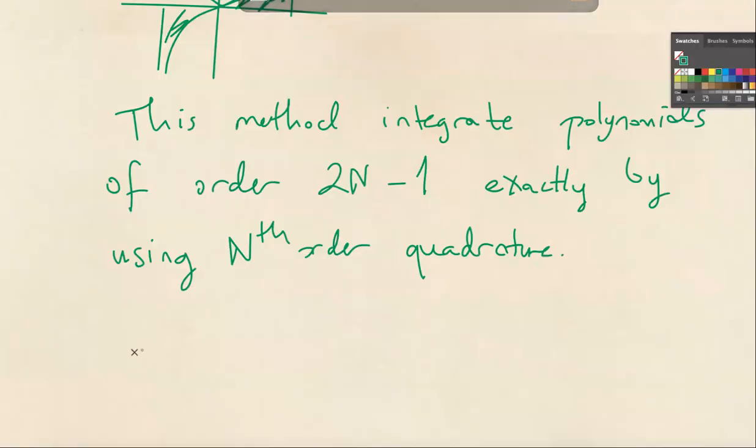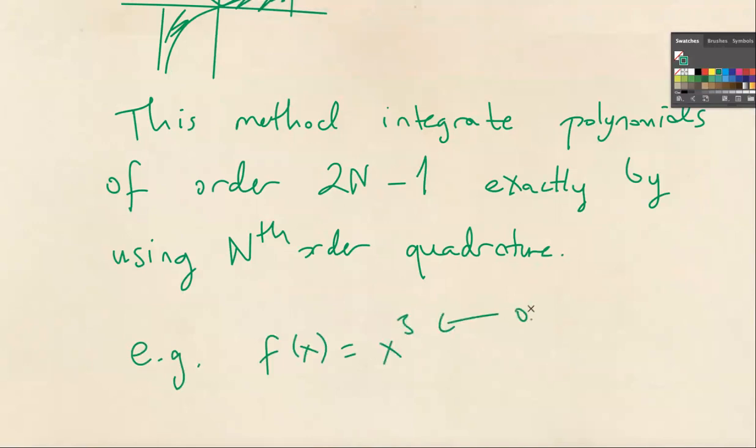So what does that mean? For example, I want to integrate x cubed. For example, f of x is equal to x cubed. So this is an order 3 polynomial, correct?